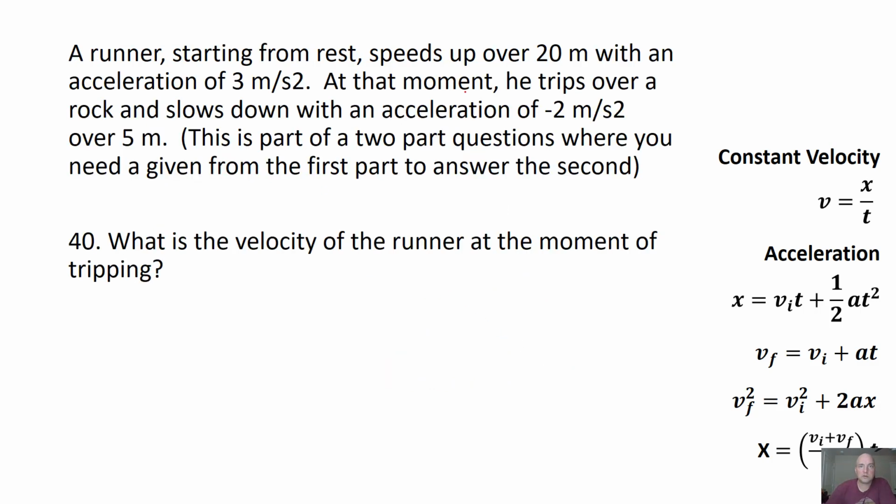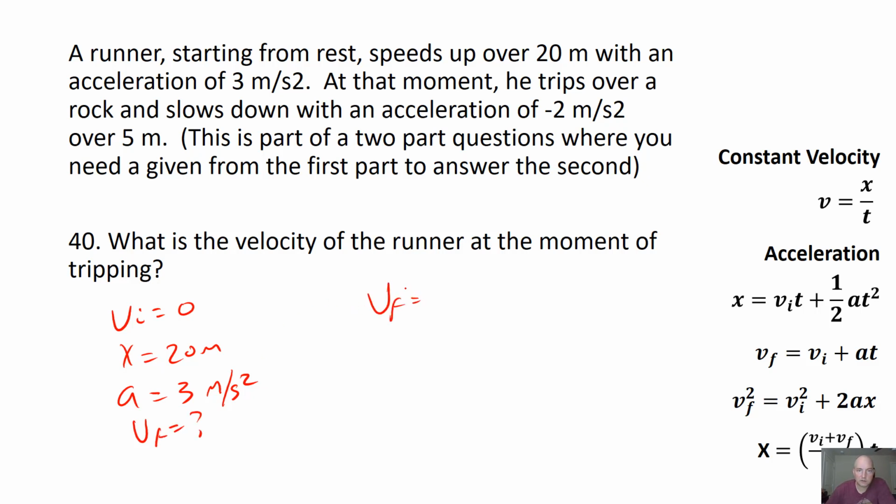Okay, so last question is a two-part question. A runner starting from rest speeds up over 20 meters. So starting from rest, VI equals 0. And they're going to trip over rocks and slow down afterwards. It's going to slide after that. So it goes from 0 to, it doesn't tell me the final velocity yet. It says it's going to take 20 meters to do this, and you're going to accelerate at 3 meters per second squared. And we want to know what the final velocity is of that runner at this point.